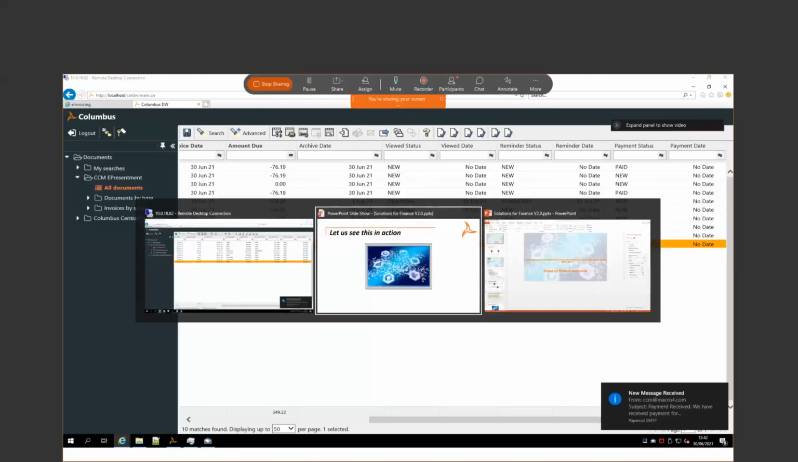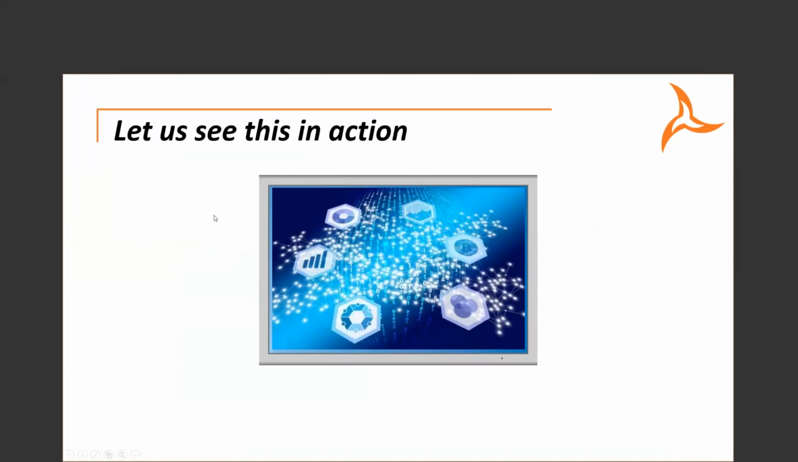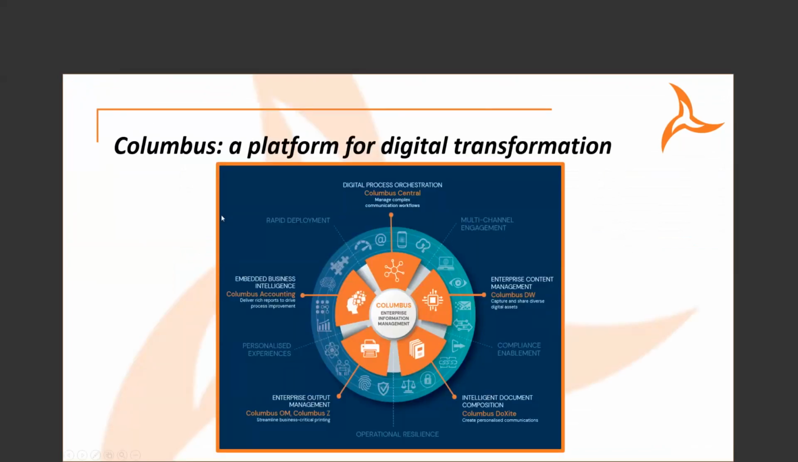Okay, so let's switch back to where we were. A further point here is that Columbus really is a platform for digital transformation. The different levels of technology that we've talked about: Columbus Central for digital process orchestration, Columbus DW for enterprise content management, that's where we saw the finance users, and also DocSite, which you actually saw in the background, but which is intelligent document composition. That's where we took the raw invoice data and composed end user documents automatically.